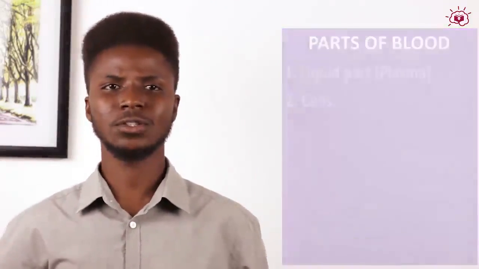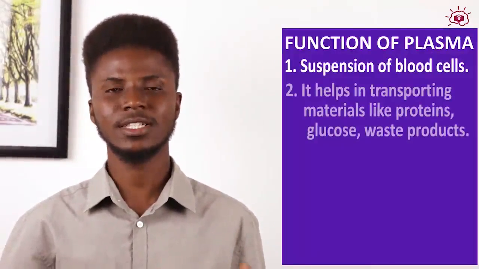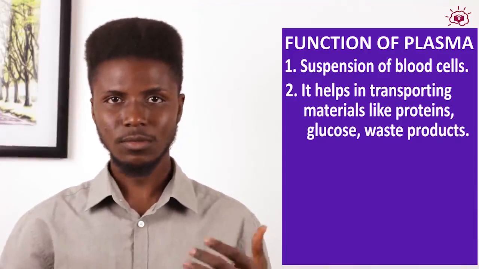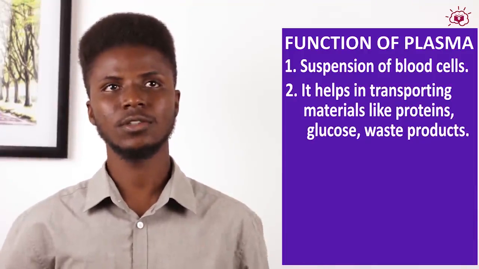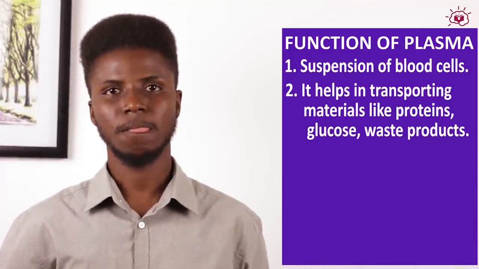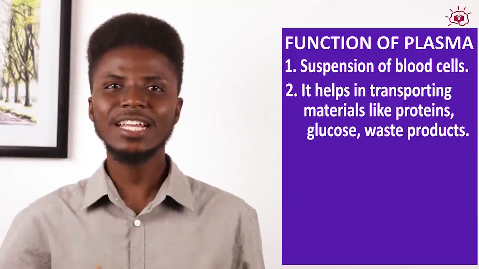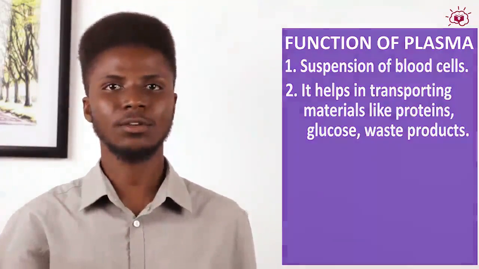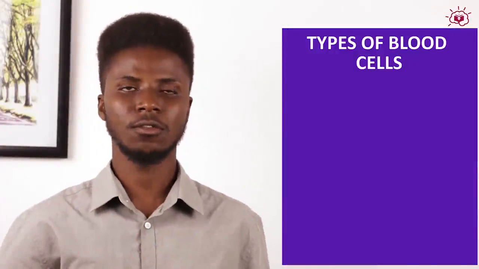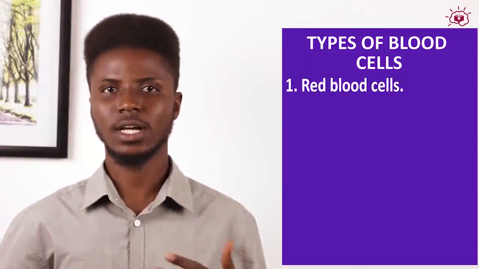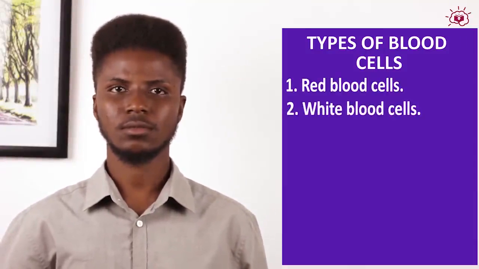But it has another function. It helps in transporting materials like proteins and even glucose and even waste products. The plasma contains anything that cannot be carried by the cells. Now, when we move to the cell body of blood, we have 2 major blood cells, the red blood cells and the white blood cells.